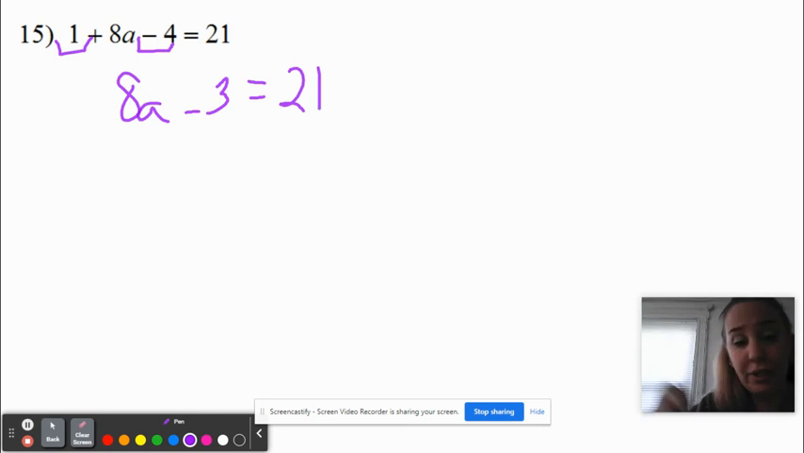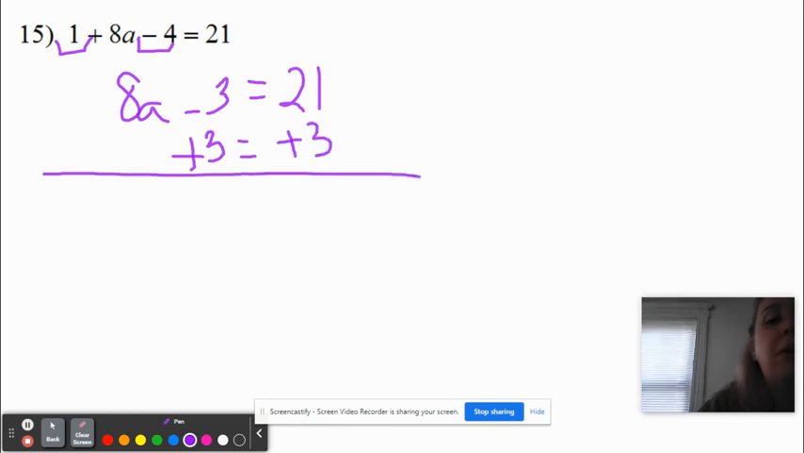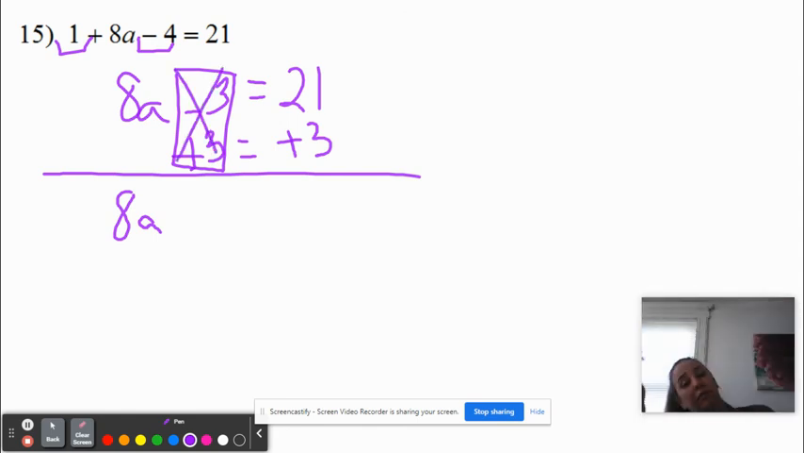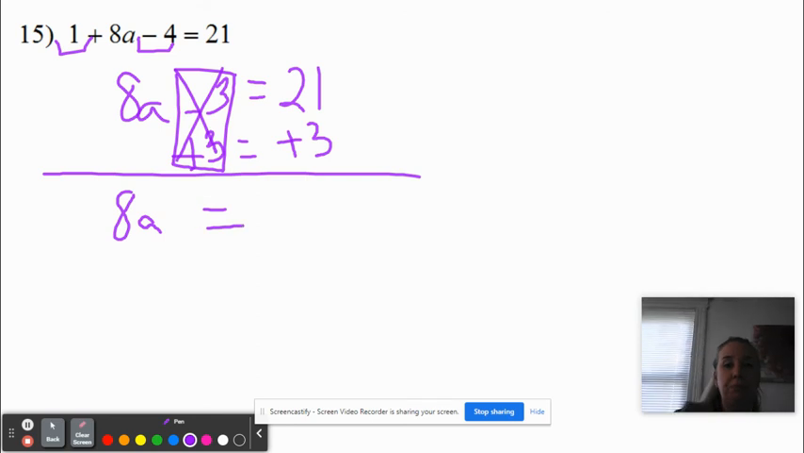We're going to add 3 to both sides, right? Because reverse PEMDAS. We do it to both sides to make sure we're fair. This 8a has not yet been touched. Negative 3 plus 3 is nothing. If you owe me 3 and bring 3, there we go. Okay, and 21 plus 3 is 24.